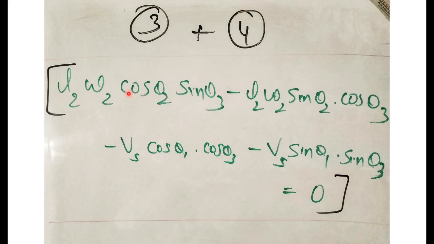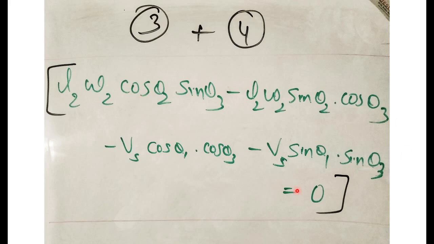Then next you have to simplify this. In the first two terms, L2 omega 2 is common. So we can write L2 omega 2 into cos theta 2 sin theta 3 minus sin theta 2 cos theta 3. That is sin A cos B minus cos A sin B, which is equal to sin A minus B. What is A? Theta 3. What is B? Theta 2. So L2 omega 2 into sin theta 3 minus theta 2.